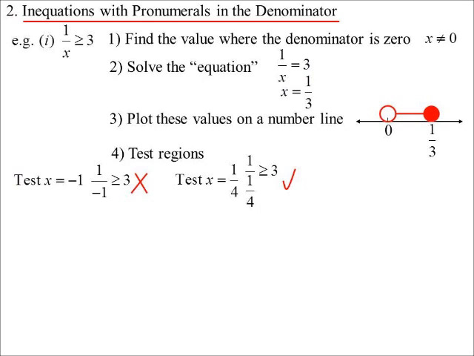But just to make sure, let's have a look on the right-hand side. I'll test x equals 1 as well. 1 on 1, is that greater than or equal to 3? No, it's not. So I know I'm in between 0 and a third. The third is included, and the 0 is not included. Okay. So that's how I approach it. I think that by far it's the easiest way of doing it.